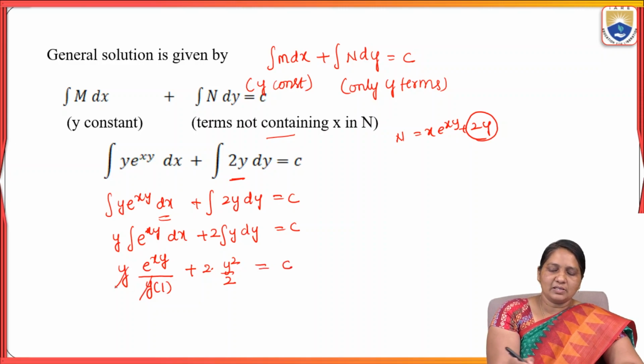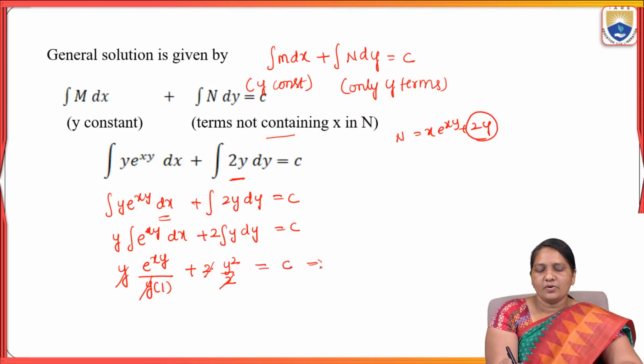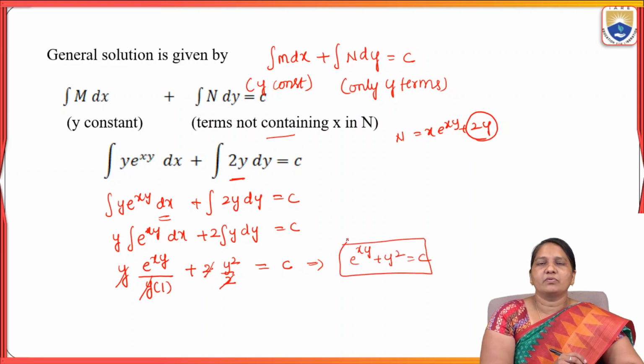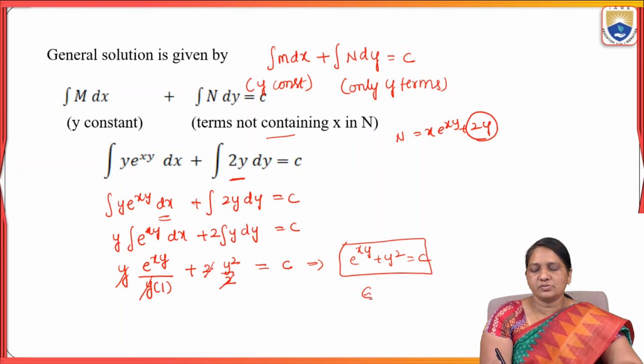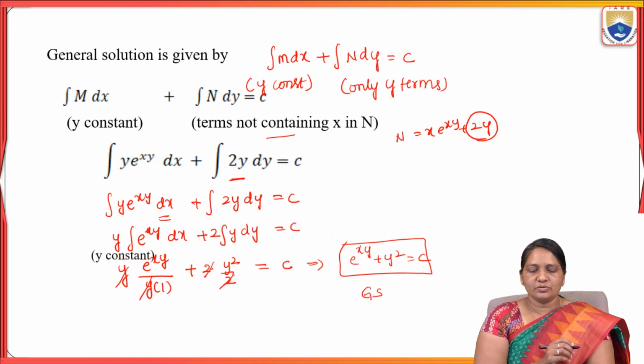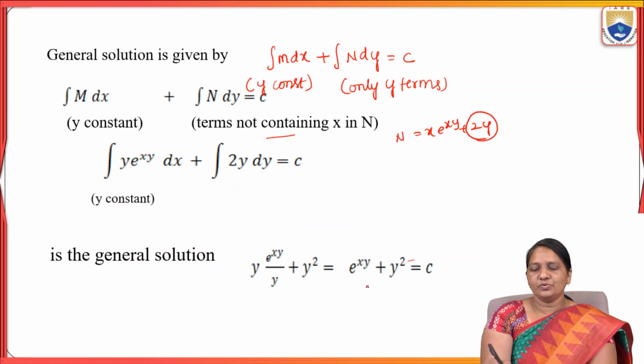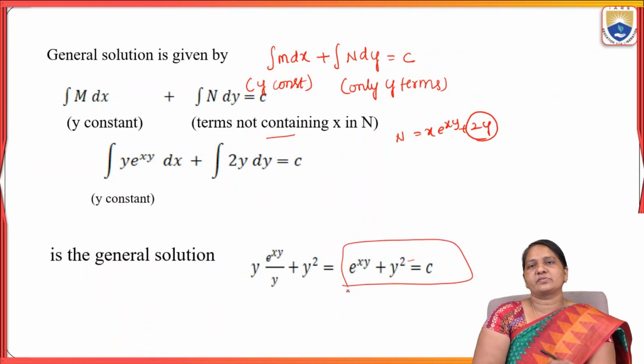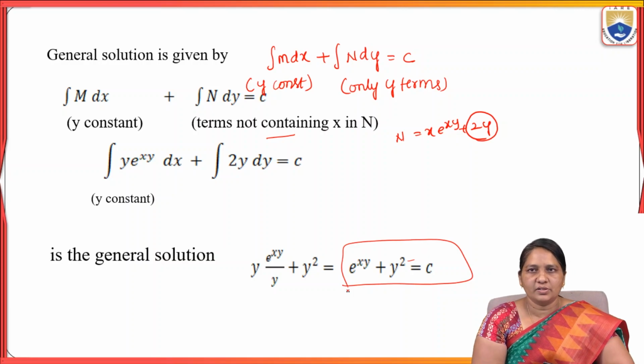So y will be cancelled, and here 2 will be cancelled. Finally I will get e power xy plus y square equal to c. So this is the general solution of the given equation. You can observe the solution here: e power xy plus y square equal to c is the general solution.